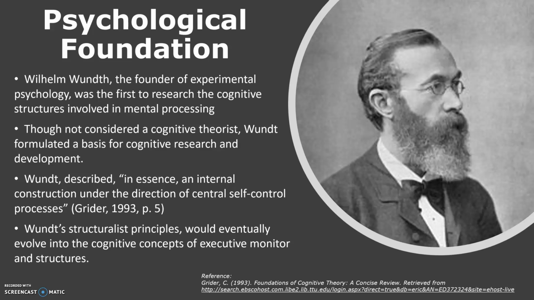Wilhelm Wundt, the founder of experimental psychology, was the first to research the cognitive structures involved in mental processing. Though not considered a cognitive theorist, Wundt formulated a basis for cognitive research and development. According to Wundt, human experiences first consist of measurable mental functions such as awareness, reaction, and perception. Thus, Wundt described, in essence, an internal construction under the direction of central self-control processes.